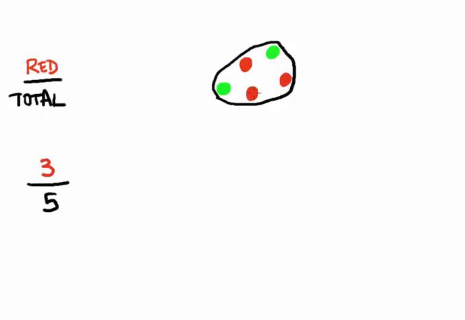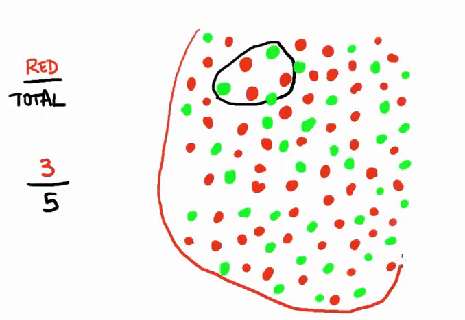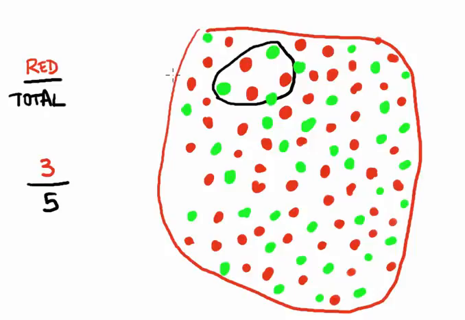Now percents, to work with percents, what we want to do is we want to see if this ratio held. If for every 5 balls, 3 of them were red, we want to say how many would be red out of 100, right? Out of a whole mess. What about if we had all 100 of these balls together? How many would be red?